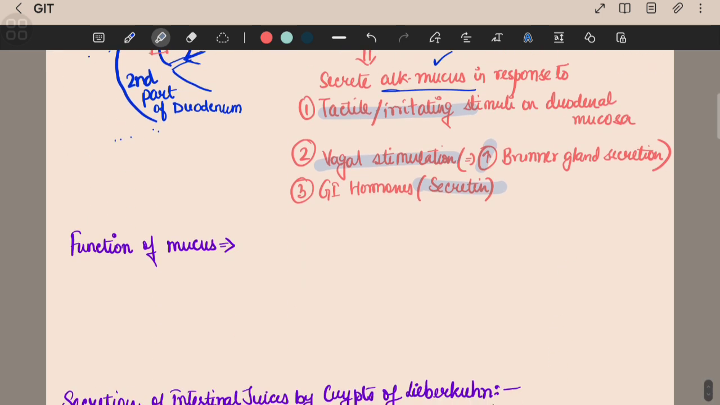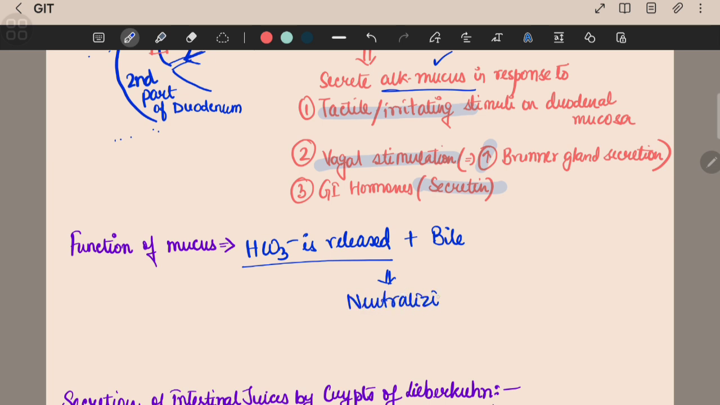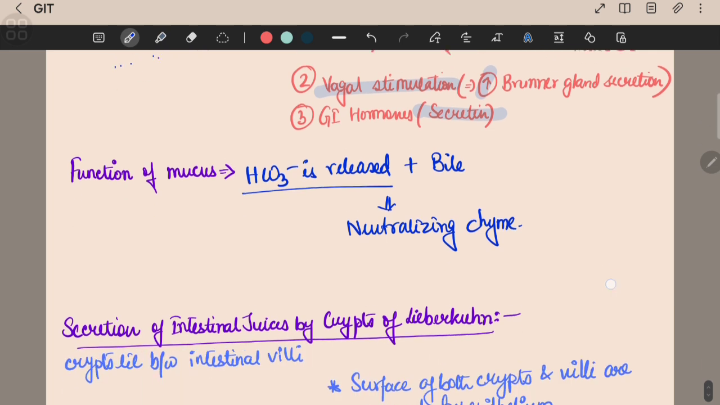Now see, what are the functions of the mucus? Let's write. Mucus is mainly producing bicarbonates here. They protect the duodenal wall from the highly acidic gastric chyme that is entering into the duodenum, as I've told you, and HCO3 bicarbonate is released, and this bicarbonate will cause neutralization. Along with liver bile, so bile is also coming. So the function of the mucus is mainly bicarbonate release, but along with bile, all these are neutralizing the chyme, the acid that was coming from the stomach.